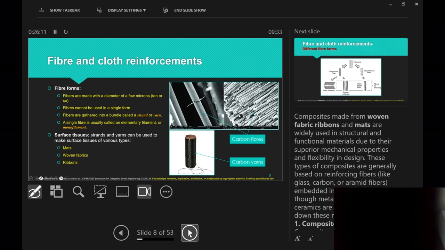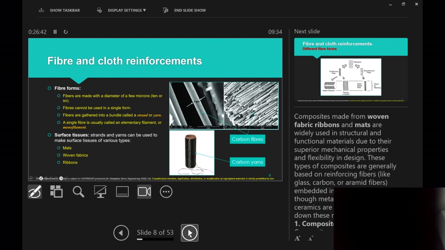A single isolated fiber, we call a monofilament. Once you bundle a lot of them together, it becomes a strand or yarn. These are terminology you need to know as you start working with composites. The carbon yarn would look like this. Each of these yarns is comprised of thousands of these carbon fibers, which are quite narrow.